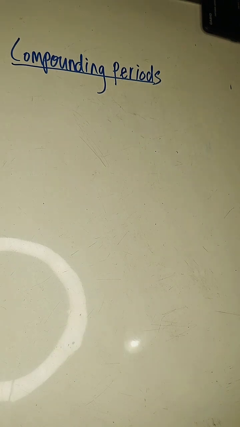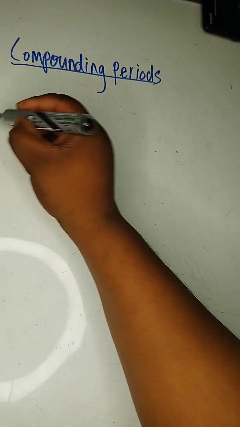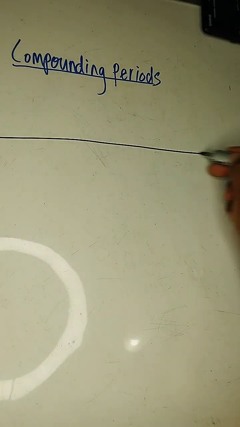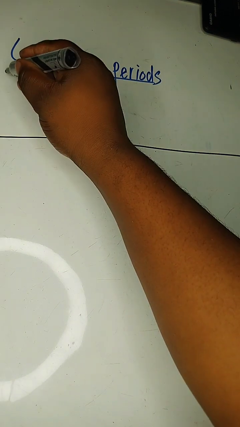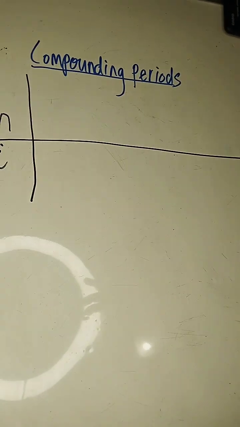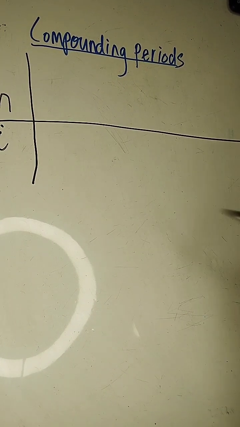Okay, now let's continue. Compounding periods. Compounding periods are weights which affect N and I. Okay, these are the things that are affected in what we call compounding periods. Number one, we are going to affect N and affect I. Now how do we affect them?